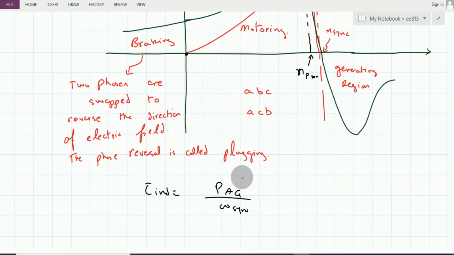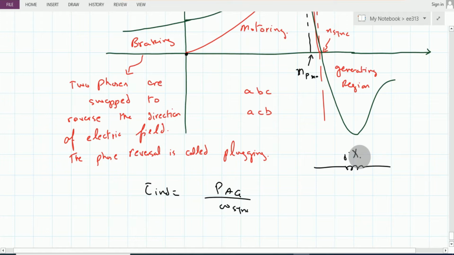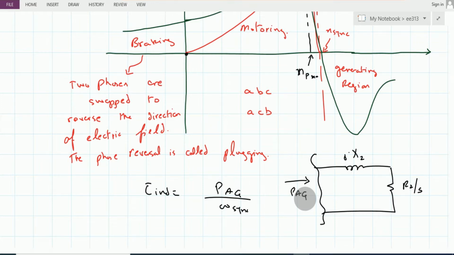So what I am trying to say here is that in this particular circuit, we have this jX_R or X2. Here we have this R2 over S, and this one we are feeding the air gap power to this rotor circuit here. To have the maximum value of the induced torque, we have to maximize this air gap power, and that can only be ensured once this R2 over S gets the maximum power consumed in it.